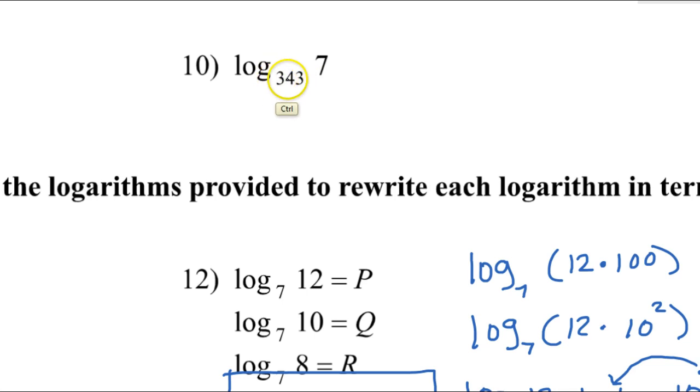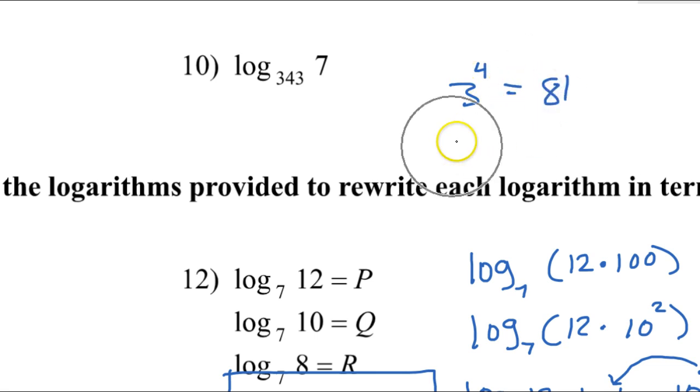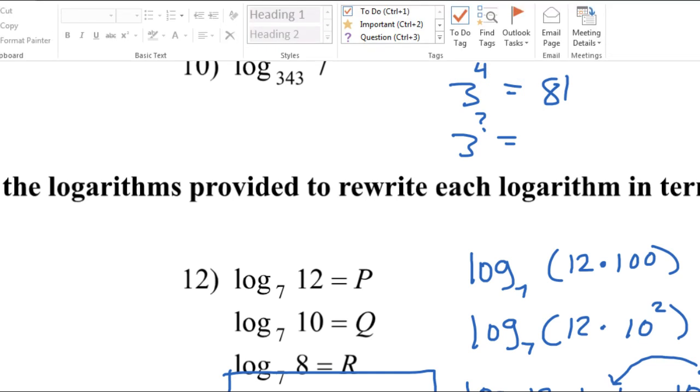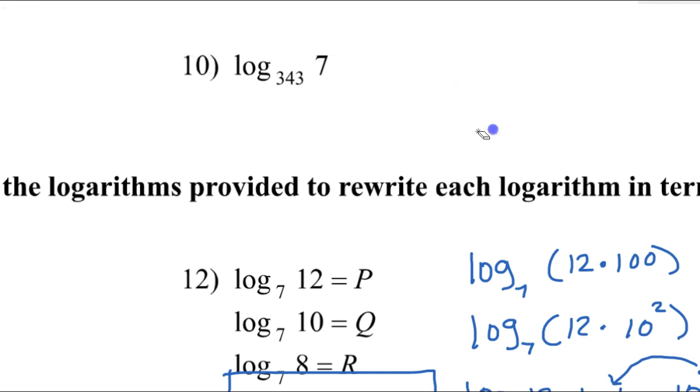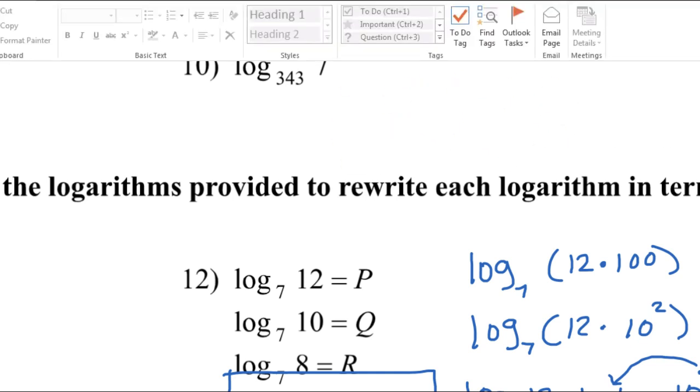What power turns 343 into 7? Well, we have a big number becoming a smaller number. Normally, when you raise something to a power, like for example, if I do 3 to the 4th power, it gets bigger, like 81. So how am I going to raise a number to a power and make it become smaller? Well, here's what you need to understand. Fractional powers are really roots.